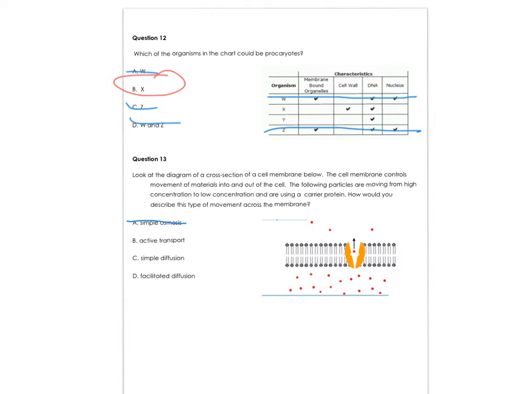So it's not simple osmosis, because osmosis is the movement of water, and secondly, osmosis doesn't require a protein, although some proteins do help at times with water. Active transport, it's not active because it's going from high to low, so that's not a possible answer. It's not simple diffusion because a carrier protein is involved. The answer is facilitated diffusion.